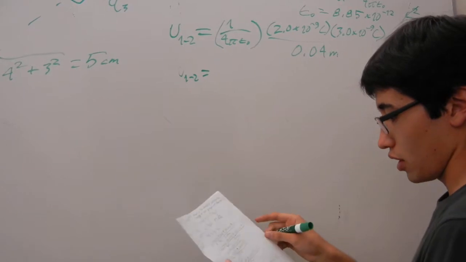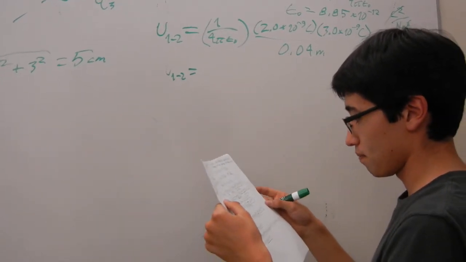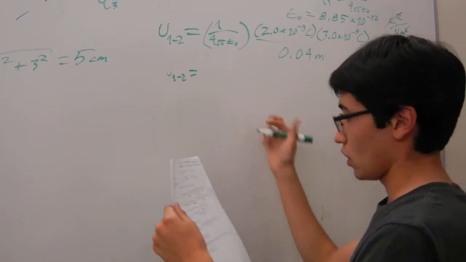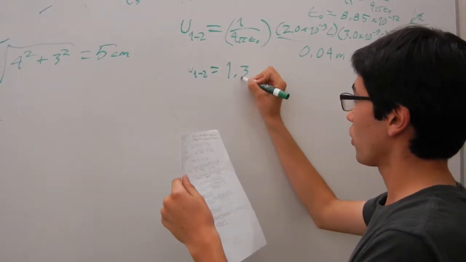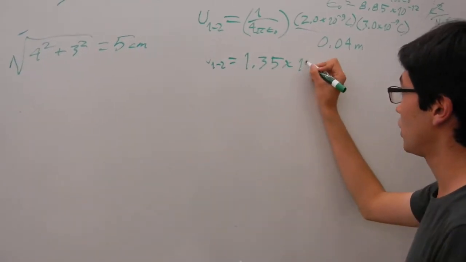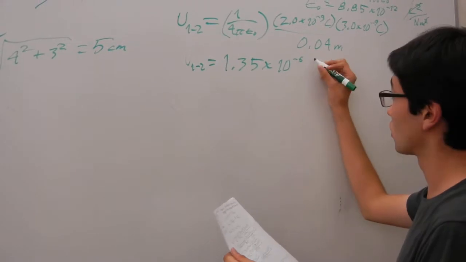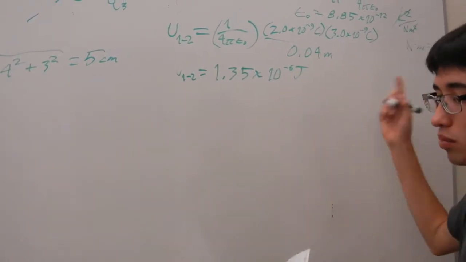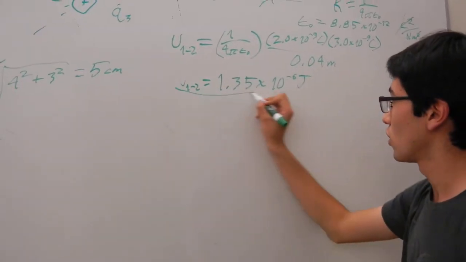making sure I get the right one. Okay. 1.35 times 10 to the negative 6 joules, Newton meters. So that's the first thing.